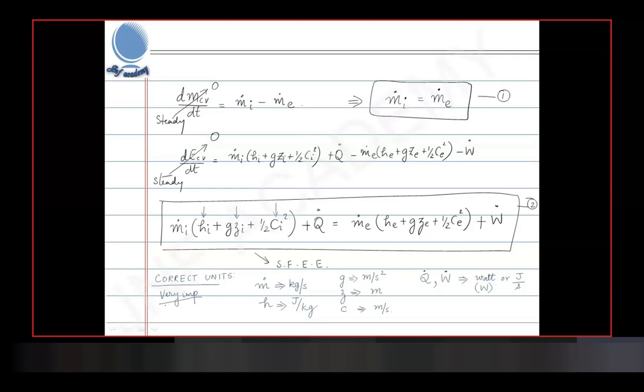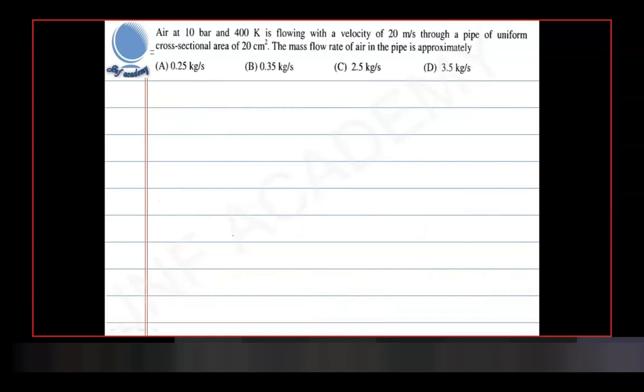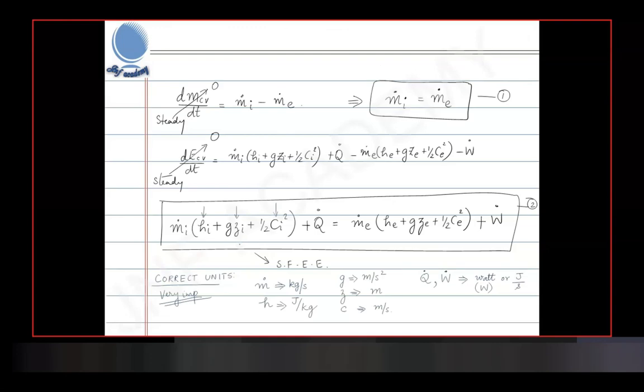If you want to be successful applying the steady flow energy equation correctly, you have to be very careful with the units. Most often it is the units that will actually bring you down. Okay, right. So with that note, I'll go to the questions. Shall we do some questions?